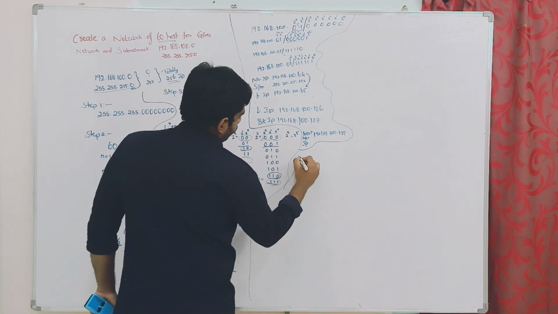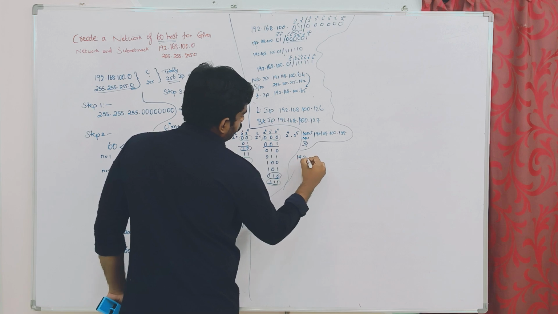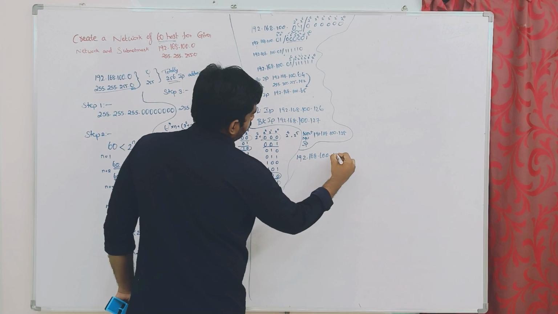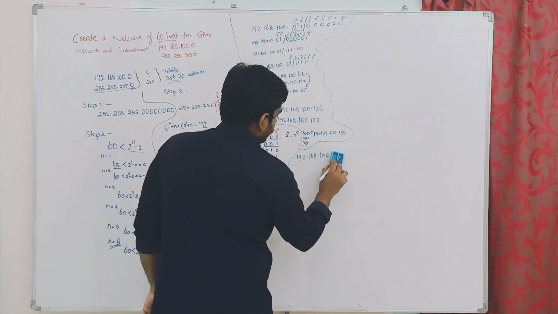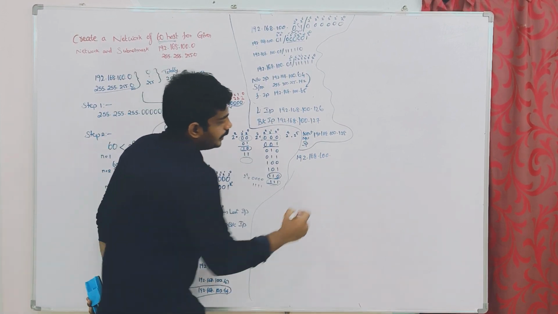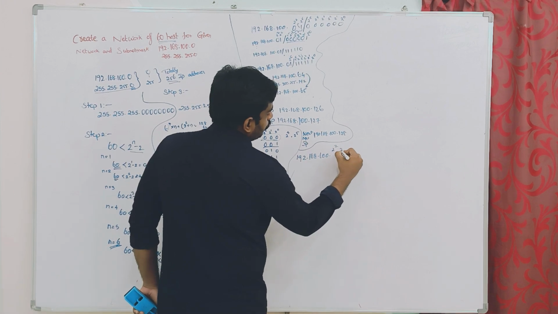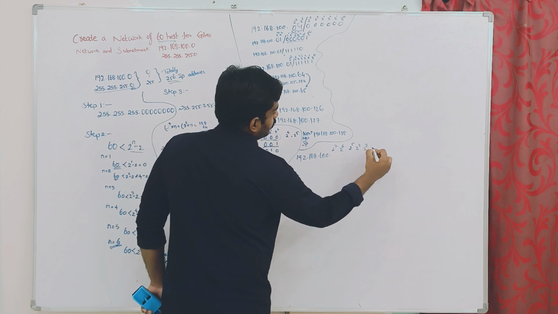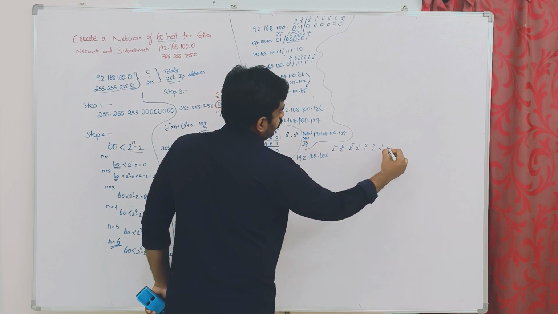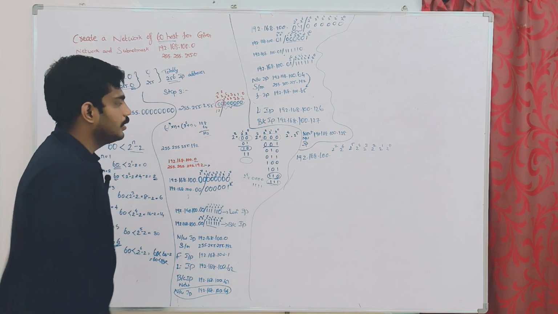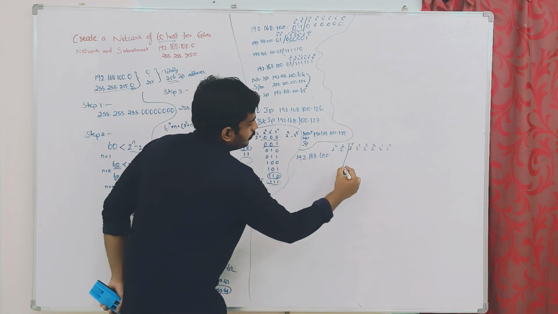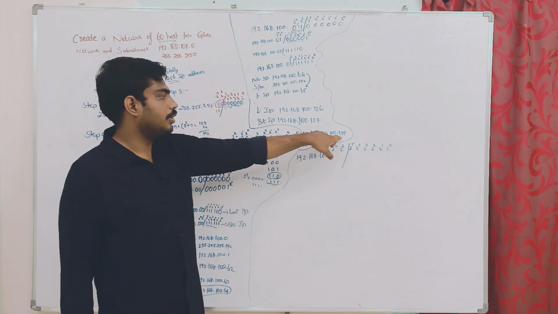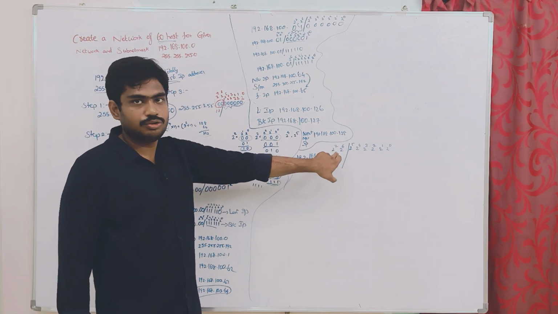Now the network is 192.168.100.120. No. Before that, you write 2 power 7, 2 power 6, 2 power 5, 2 power 4, 2 power 3, 2 power 2, 2 power 1, 2 power 0. These 2 bits will be reserved. And I already told you a network portion always comes only between these 2 bits.